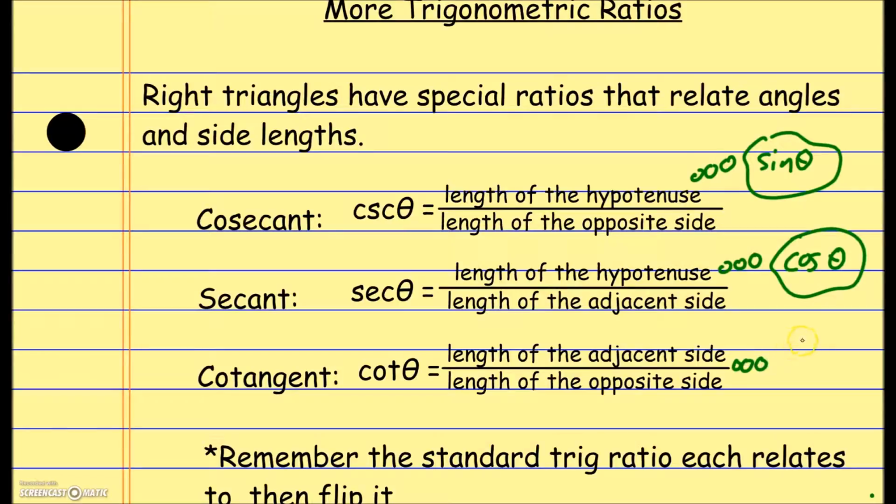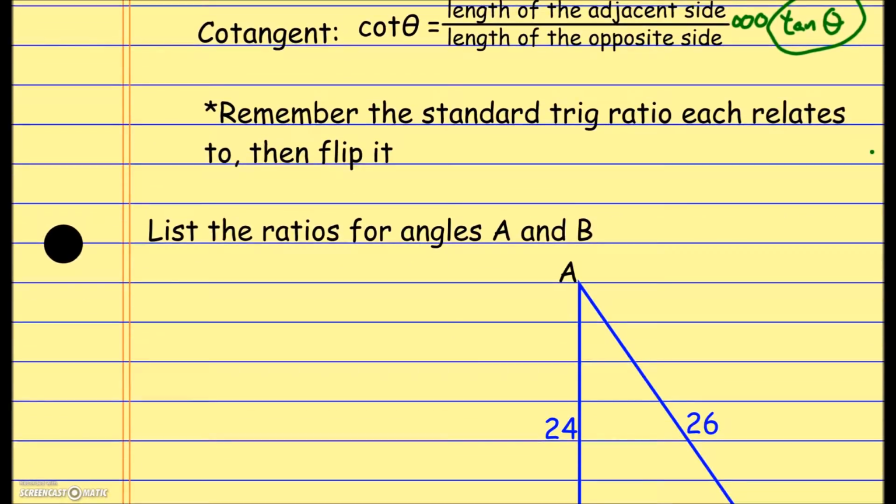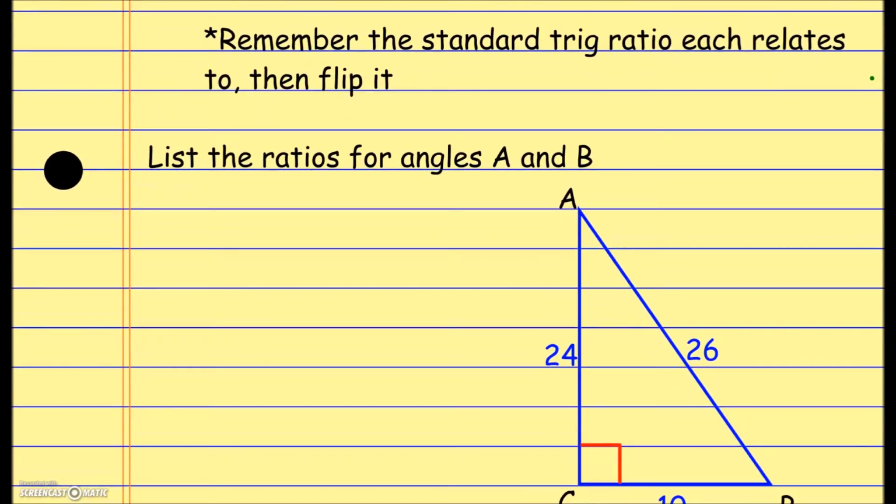And then the last one, cotangent, is very similar to our tangent function. Remember, tangent was opposite over adjacent, and now cotangent is adjacent over opposite. So it's very similar to what we already did. These are pretty much the same thing, except we flip each of these ratios. Sine flipped is cosecant, cosine flipped is secant, and tangent flipped is cotangent. An easy way to remember these: just remember the standard trig ratio, remember which two are related, and then flip them.